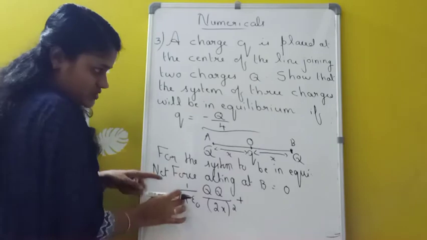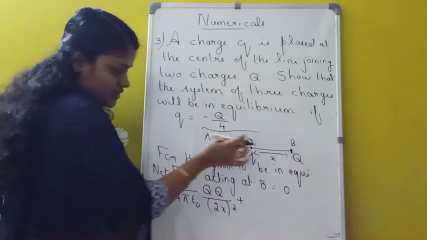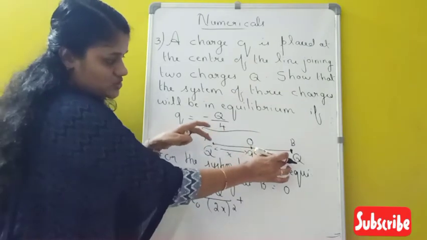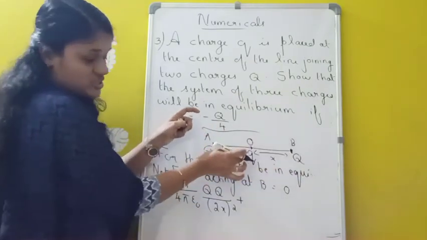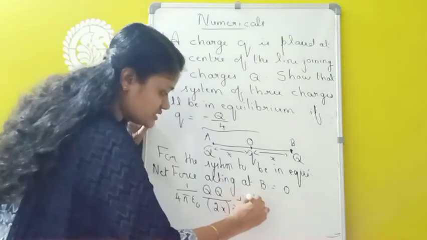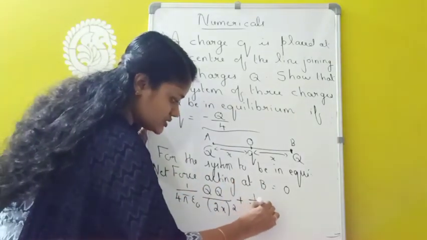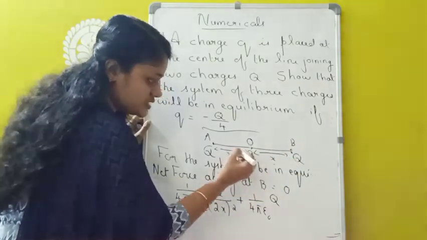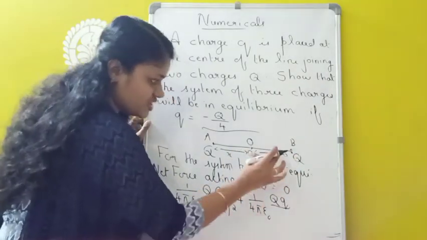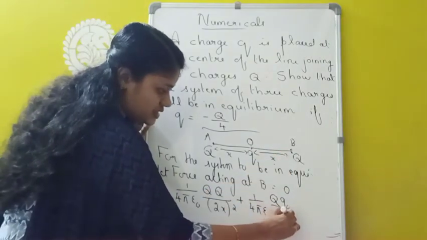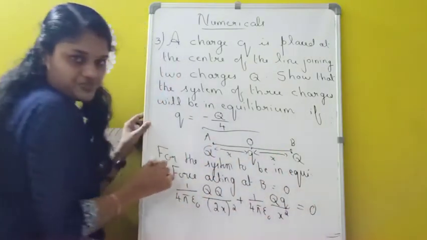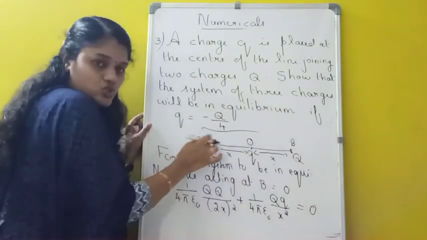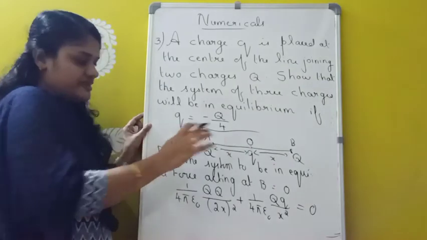So this is the force acting at this point B due to the capital Q. Plus, similarly we have to find the force acting at this point B due to the small q charge. That means 1 by 4 pi epsilon 0 into the product of charges, capital Q into small q, divided by the distance, x square. So this must be equal to 0. That means the net force acting at this point B due to the other 2 charges must be equal to 0. We can take this point also.